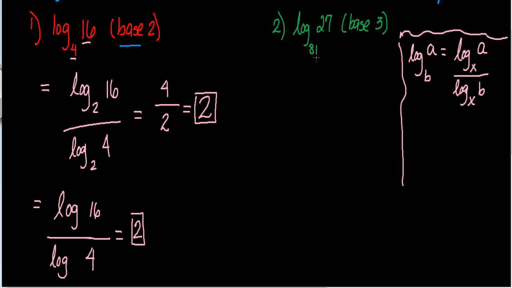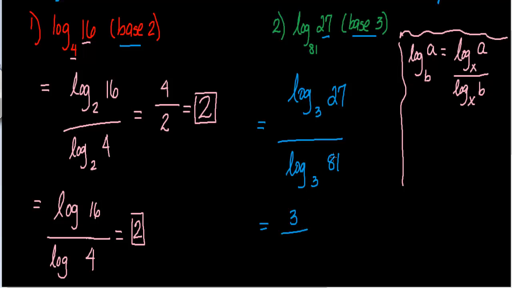Example 2, log base 81 of 27. I want to change it to base 3. So you write log base 3 over log base 3. And the argument in your numerator is going to be the argument of the original log. And the argument in your denominator is going to be the base of the original log. And now you can simplify. In the numerator, 3 raised to what power gives you 27? Well, 3 to the third power. So the numerator is equal to 3. And 3 to what power gives you 81? Well, 3 to the fourth power. So the denominator, this whole expression, is equal to 4. And here's your answer. Okay, we changed it to base 3. You can change it to any base you want. You will get the same answer.